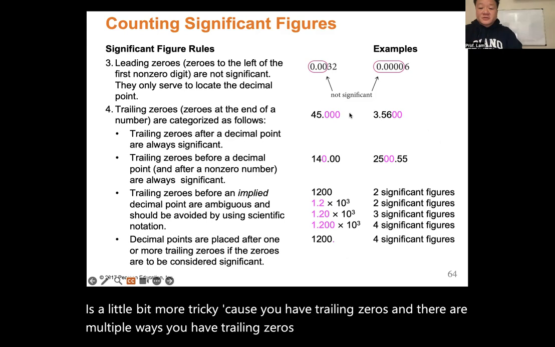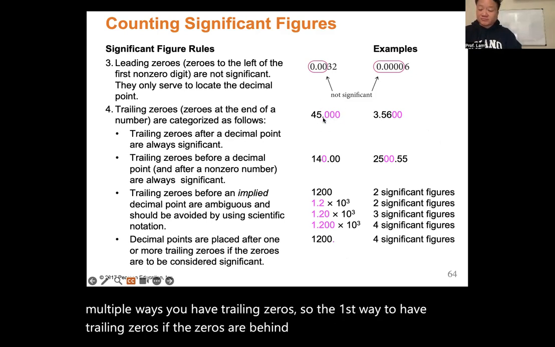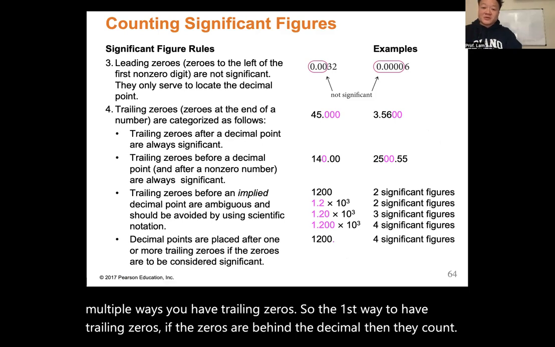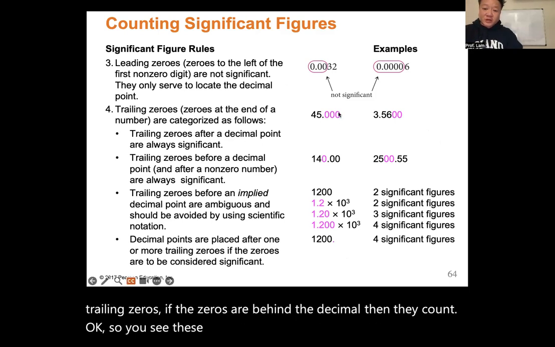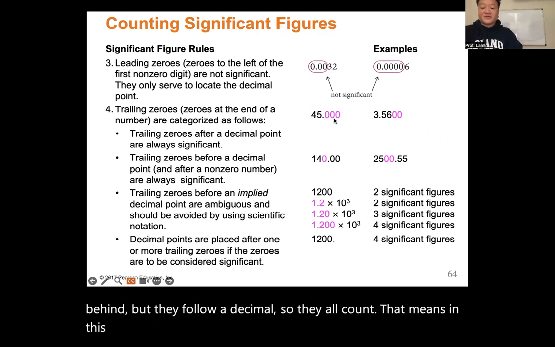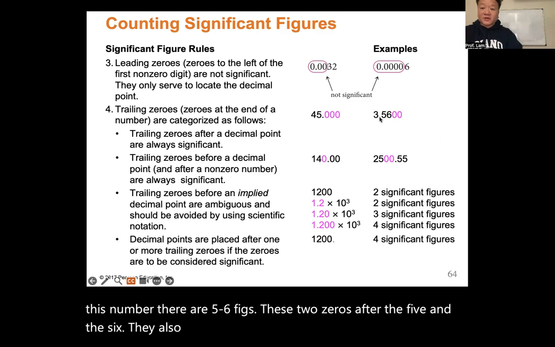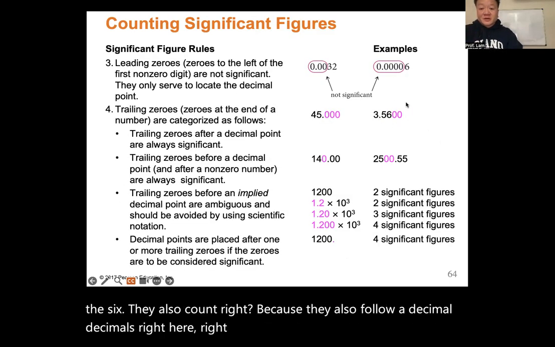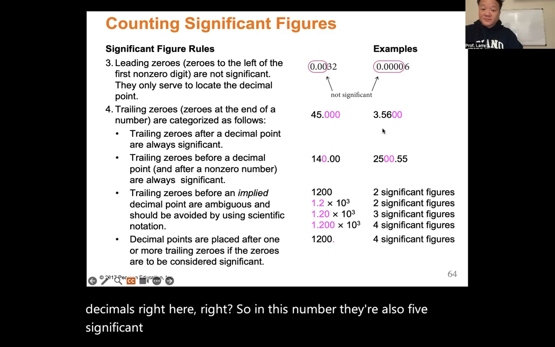So the first way to have trailing zeros, if the zeros are behind a decimal, then they count. Okay, so you see these 3 zeros, they're trailing, right? They follow a decimal, so they all count. That means in this number, there are 5 sig figs. These 2 zeros, after the 5 and the 6, they also count, right? Because they also follow a decimal. Decimal's right here, right? So in this number, there are also 5 significant digits.